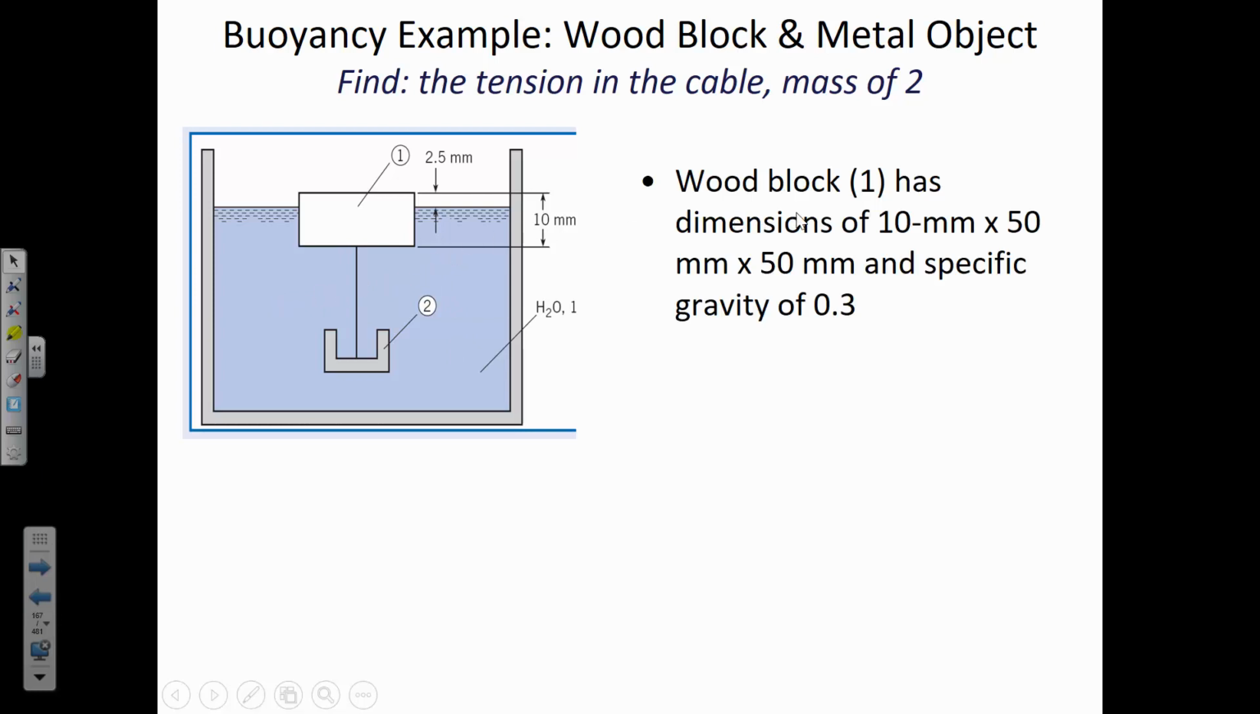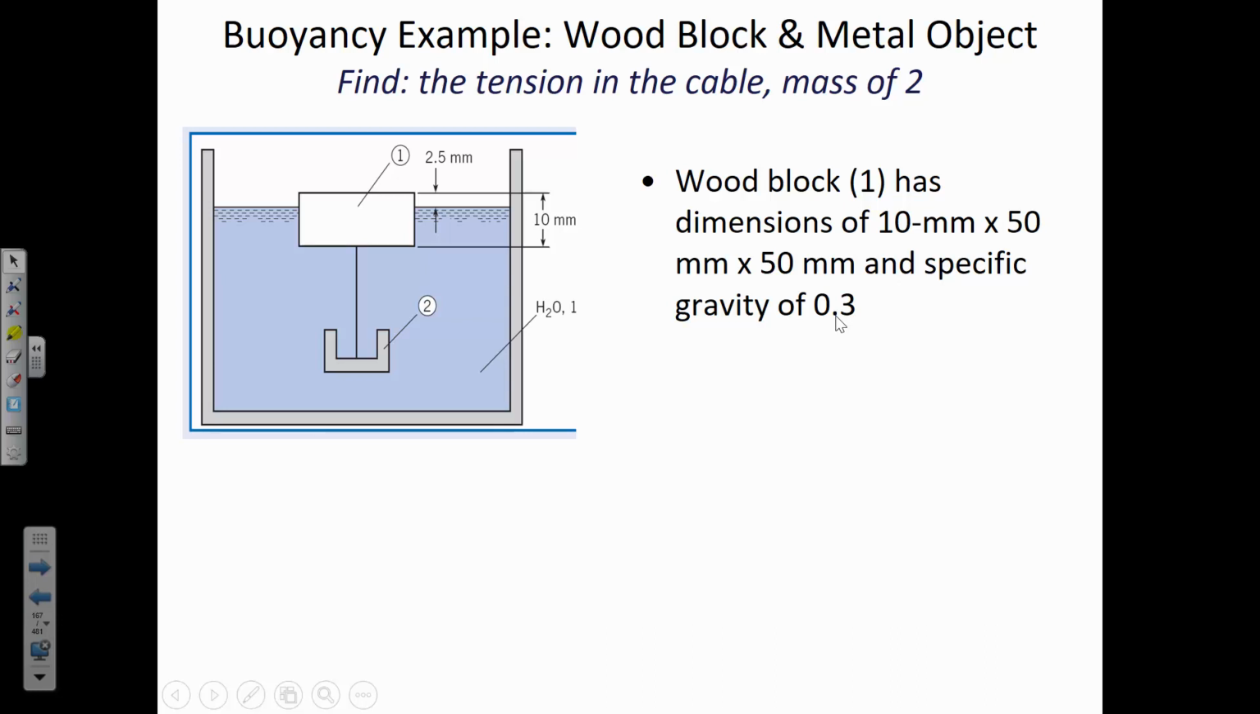Here's what we know. We know the dimensions of the wood block. It's 10 millimeters by 50 millimeters wide by 50 millimeters into the page. You can see from the drawing that it's submerged 7.5 millimeters, because it's 2.5 millimeters that's not submerged. So from this, we can calculate the volume that's displaced. And the specific gravity of that wooden block is 0.3. Now, by knowing the specific gravity, you can calculate the weight of the block.